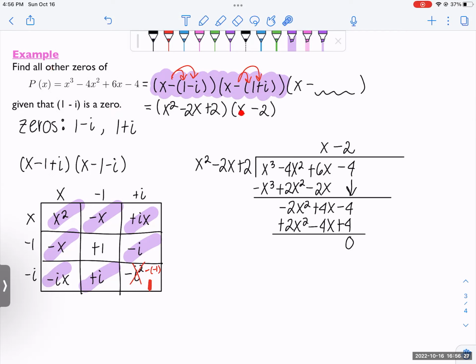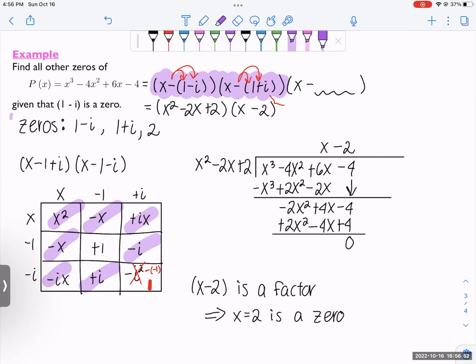Now, this question said to find all the other zeros. So I have factored it, but I haven't found the other zero. The other zero is obtained because x minus 2 is a factor, which means x equal to 2 is a zero. So our zeros are 1 minus i, 1 plus i, and positive 2.